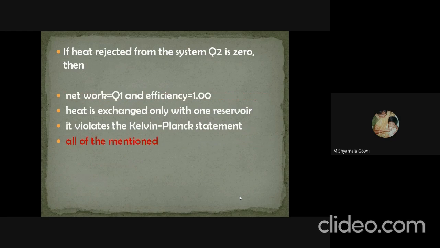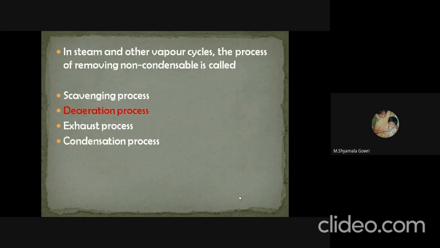If the heat rejected from the system Q2 is 0, then what will happen? Actually, the answer is all the three mentioned. That is, network is equal to Q1 and the efficiency is 1, and the heat is exchanged only with one reservoir and it violates the Kelvin Planck statement. All the three are correct.